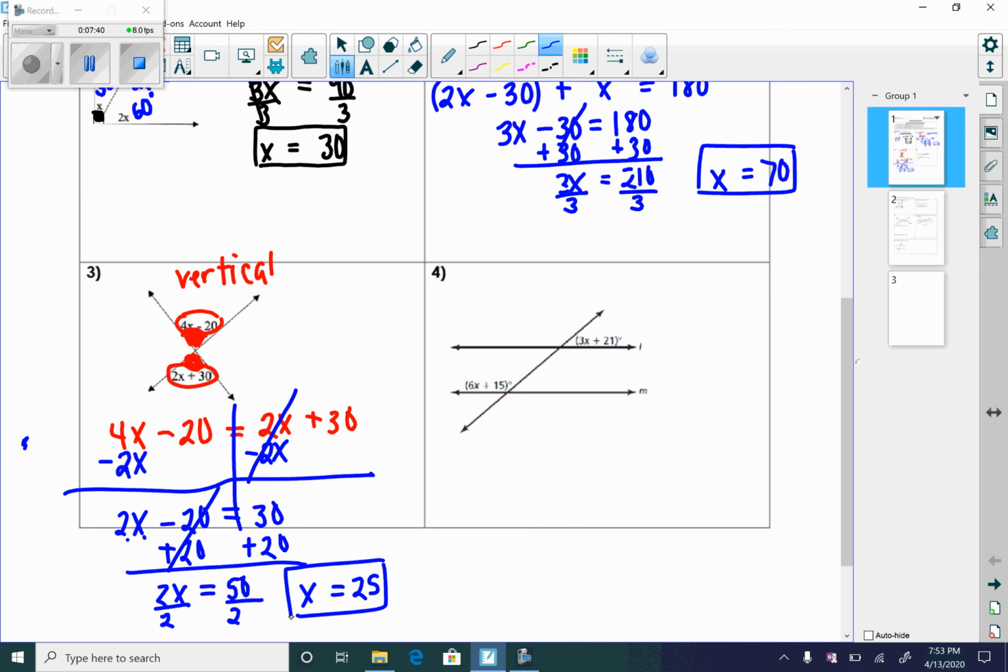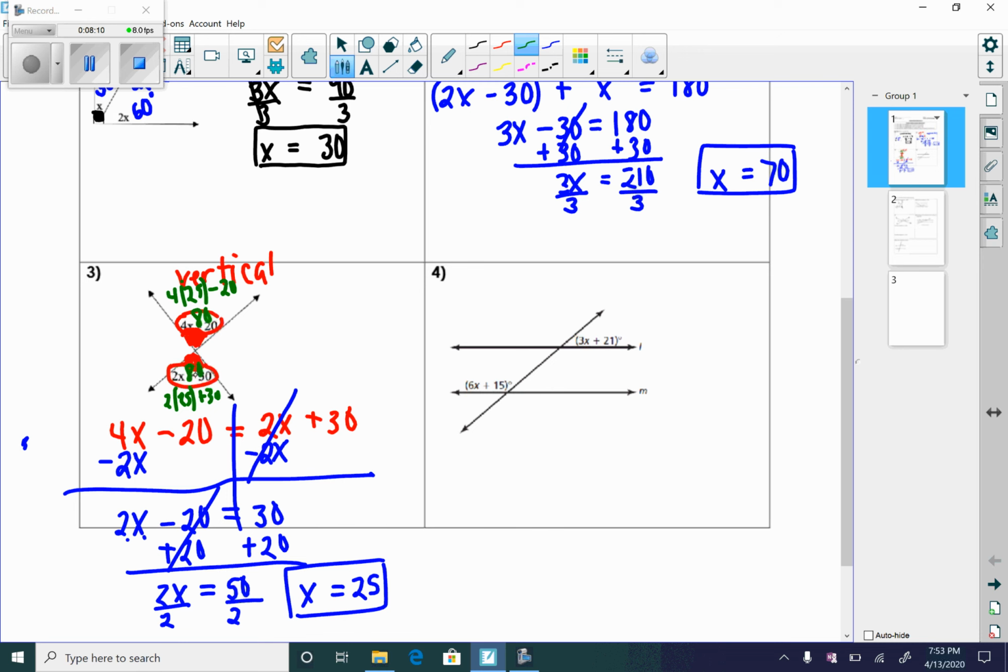Okay, now again, that's all they asked me for in this problem, but if I wanted to check, if I typed into my calculator 4 times 25 minus 20, this angle would be 80 degrees. And if I did the same thing here, 2 times 25 plus 30, that angle here would also be 80 degrees. And so I know I did the problem correctly.